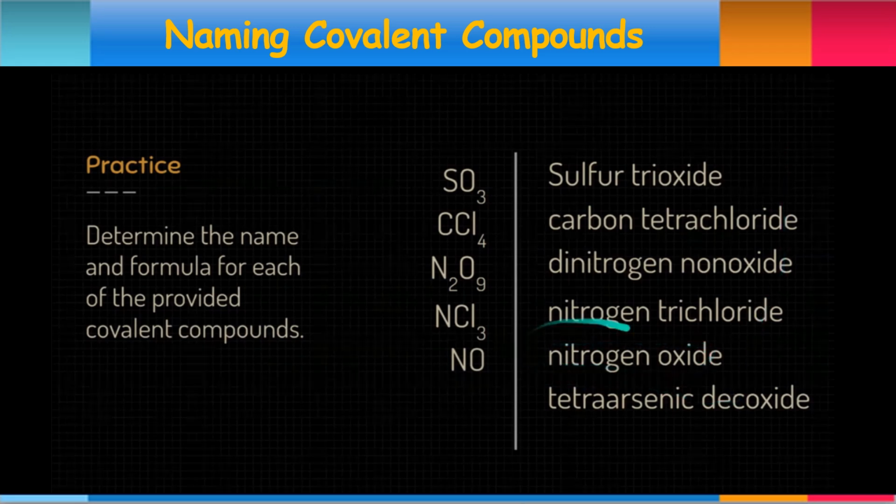By the way, this one could also be named nitrogen monoxide, and that's perfectly fine too. But sometimes we don't use mono, never for the first and sometimes not for the second. All right, the last one's a little bit challenging. Did you figure it out? Tetraarsenic decoxide. That is four arsenics and 10 oxygens. And that's naming. Naming and writing the covalent compound formulas are generally pretty easy if you know the prefix.